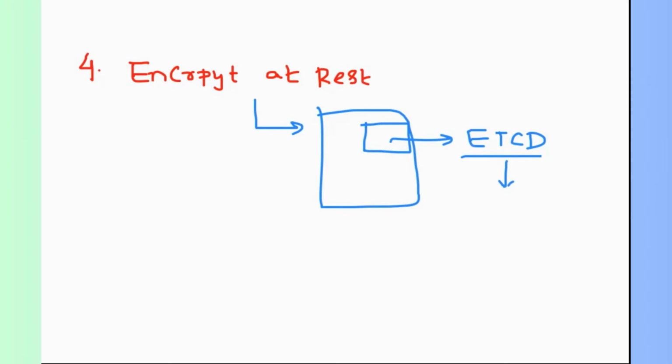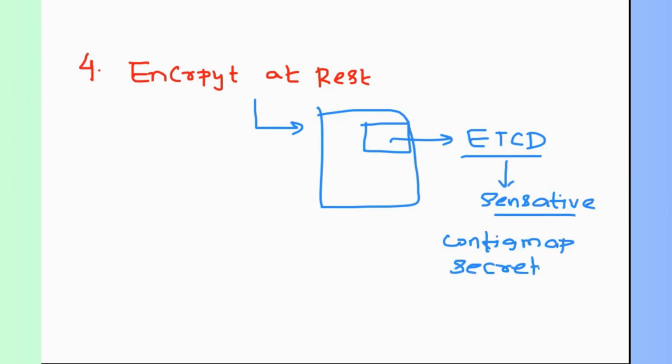Like, it has sensitive information and all the Kubernetes object related information. Now, what is sensitive information? For example, in your Kubernetes, you have config maps, right? Similarly, you have secrets. Now, what is this secrets? Secrets is a place where you store sensitive information of your Kubernetes clusters.